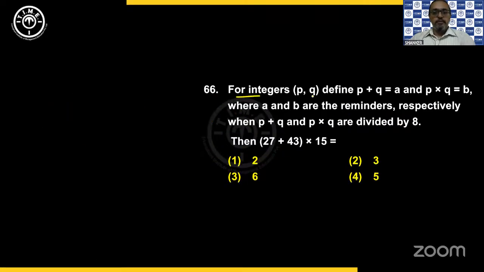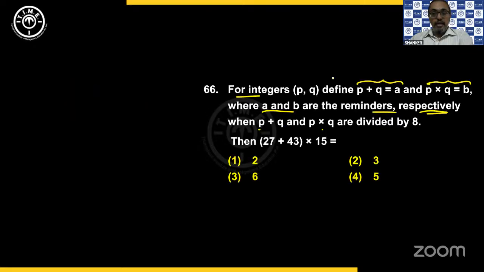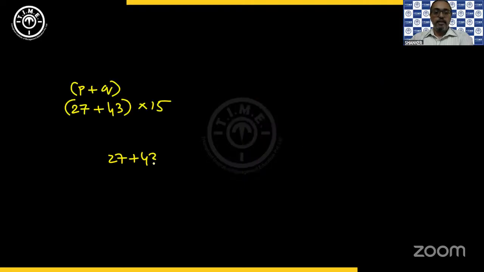Next. For integers p, q, define p plus q equals a and p into q equals b, where a and b are the remainders respectively when p plus q and p into q are divided by 8. Okay. Now you have this 27 plus 43 into 50. So now this is in the format of p plus q. Now I know that p plus q equals a, and a is the remainder when you divide p plus q by 8. So we'll do that. 27 plus 43 is how much? 70. And then 70 you divide by 8.